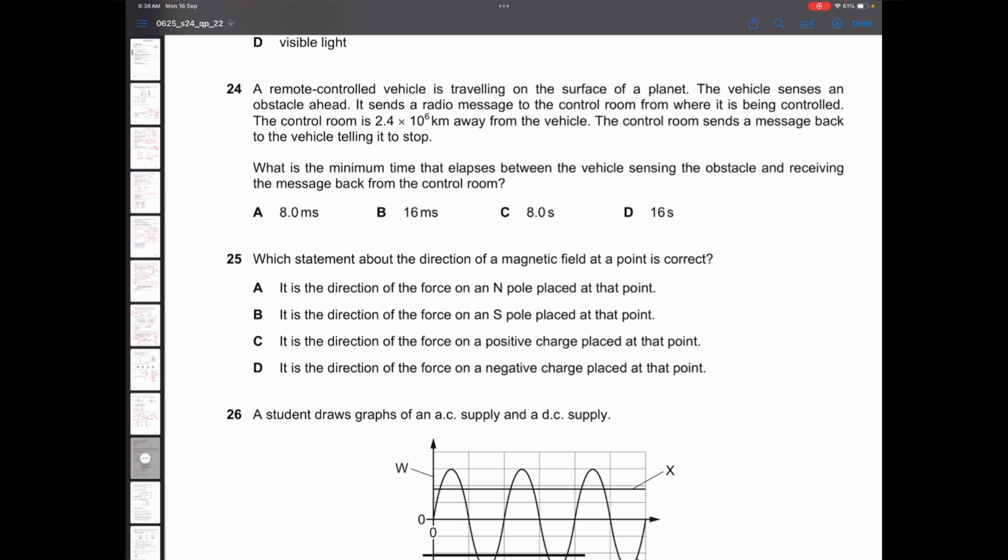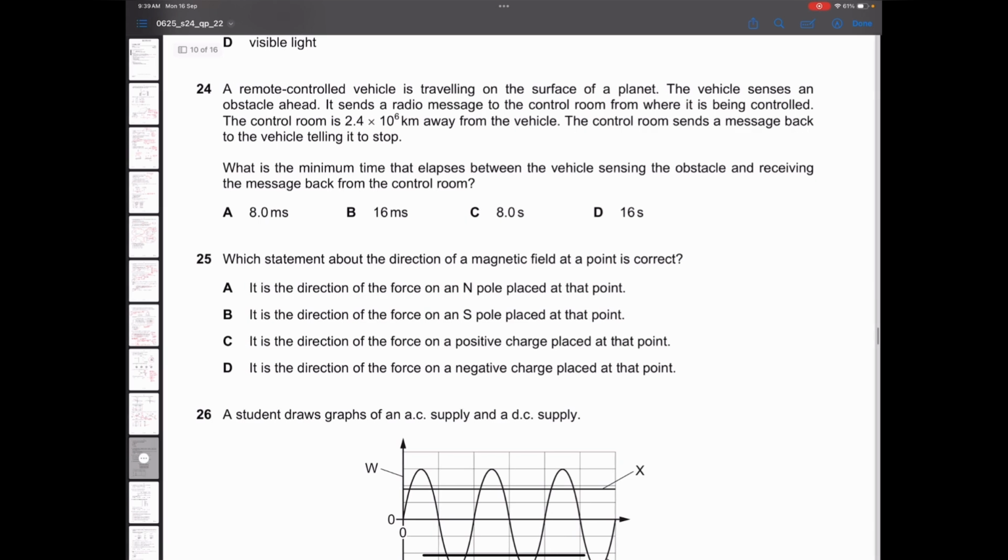A remote controlled vehicle, check it. The vehicle senses an obstacle ahead. It sends a radio message to the control room from where it is being controlled. The control room is away from the vehicle and the control room sends a message back to the vehicle telling it to stop. What is the minimum time that elapses between the vehicle sensing the obstacle and receiving the message back? So this is sort of an echo question. Let's try to solve this.